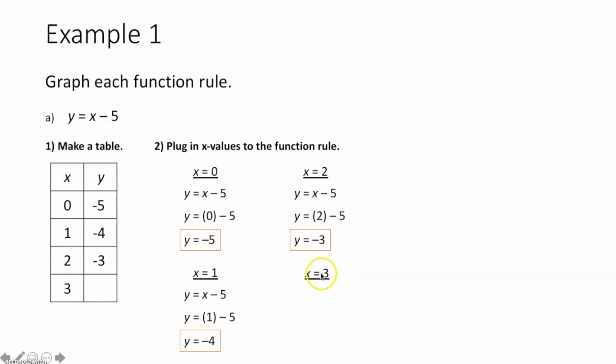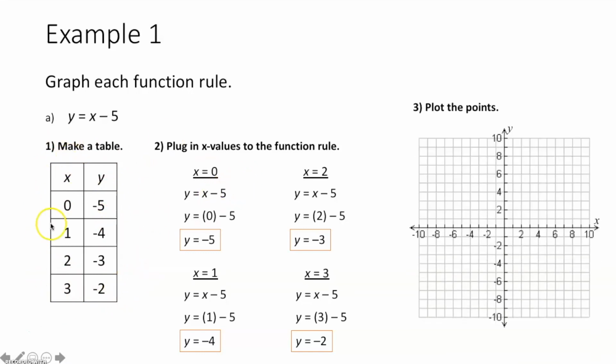And then x is equal to 3. I'm going to plug 3 in for x in the function rule. 3 minus 5 is going to give me negative 2, and now negative 2, I can plug in the T table next to 3. Sweet! I have completely filled out my table. The next thing would be to graph it. So let's graph it. We're going to plot each of these points.